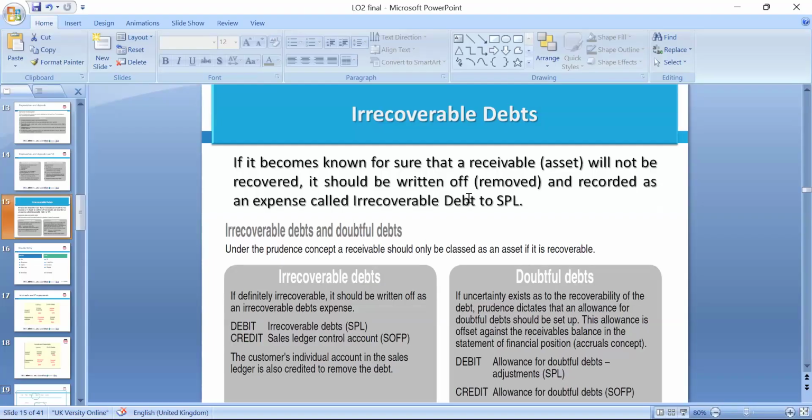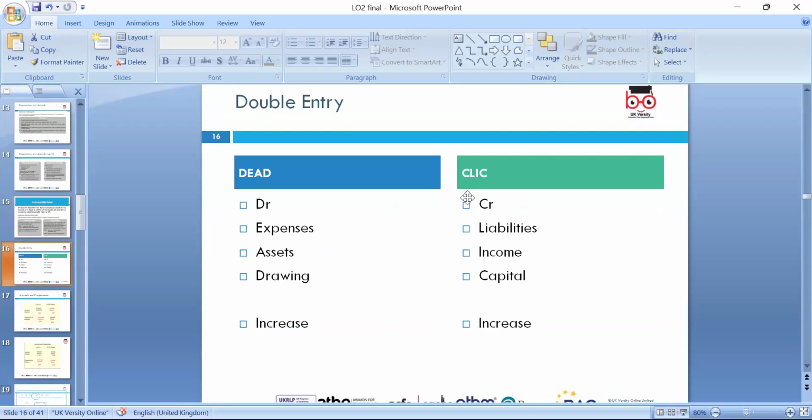So these are the double entries. When you make adjustments in depreciation and bad debts, always follow the double entry rule: what goes on the debit are the expenses, assets, drawings, and when these increase, we do debit. When they decrease, we do credit. The opposite of debit is credit. So please, liability is credit, income is credit, capital is credit. When these increase, we do credit.